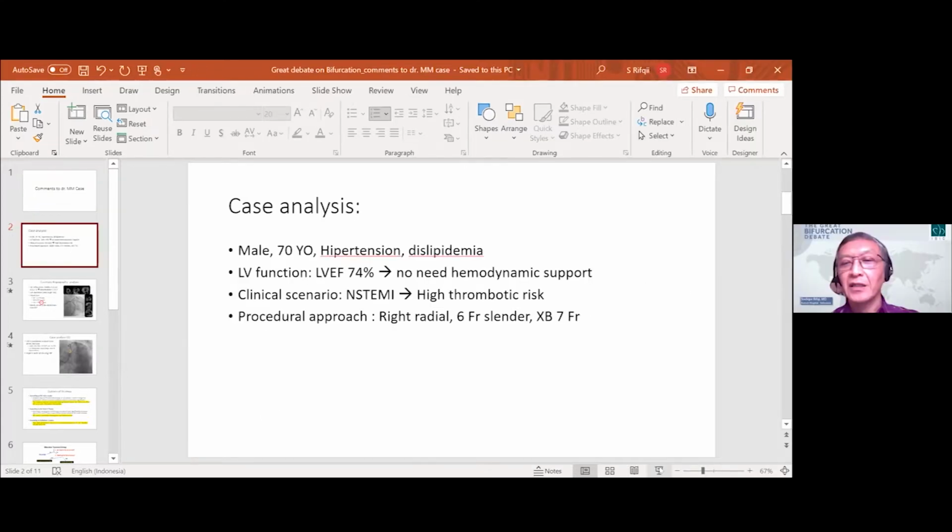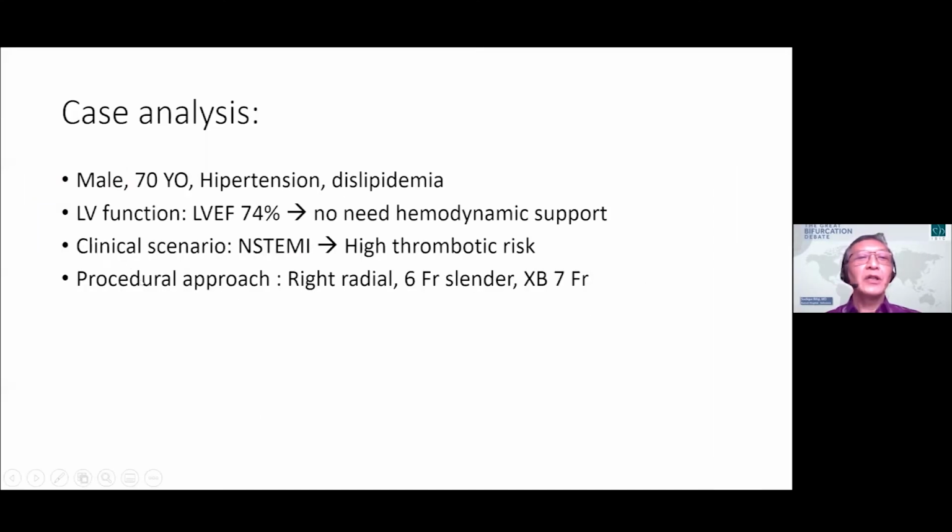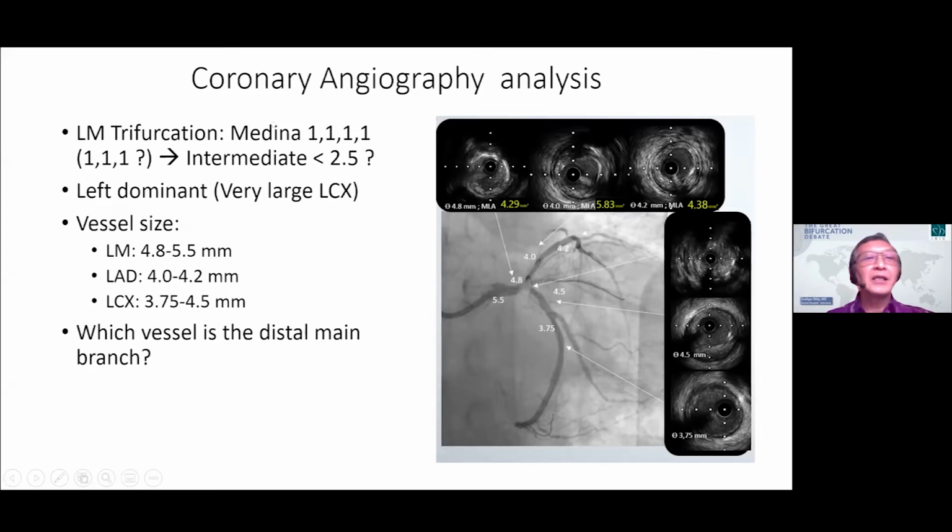Okay, so my comment is almost the same as Professor Stankovic's comments, except this patient has STEMI, so high thrombotic risk. So I think using less metal or a simpler procedure may be better. And this is a trifurcation, Medina 111 or Medina 111? I don't know, because the intermediate is small.